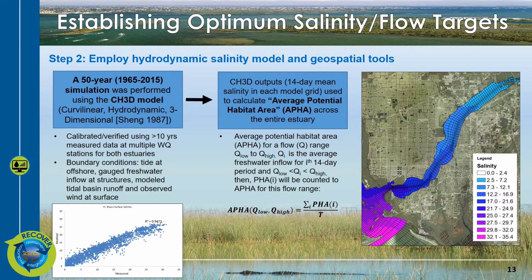A given flow range or envelope was simulated using CH3D, for example, 450 to 2,800 CFS for the Caloosahatchee depicted right, the outputs of which were used to calculate average potential habitat area. Potential habitat area is defined as the average area where salinity is within the optimum range for a specific ecological indicator for a 14-day period within each model grid. One product includes the map on the right with modeled average salinity throughout the entire Caloosahatchee estuary from which average potential habitat area is calculated.